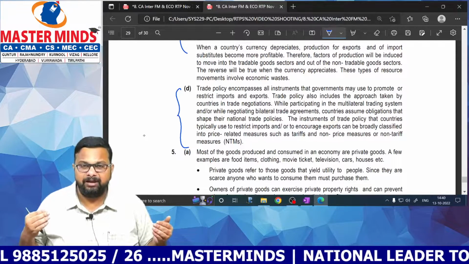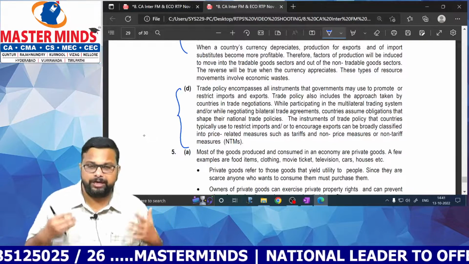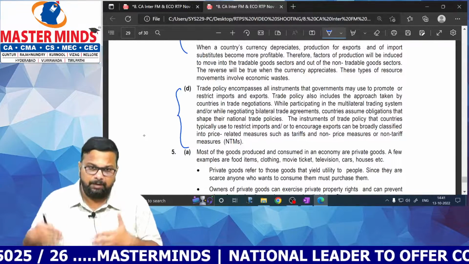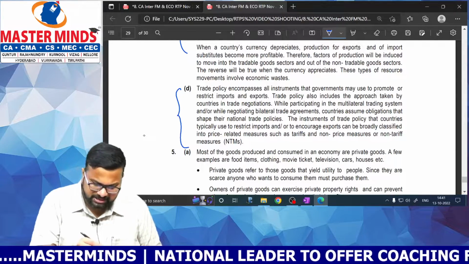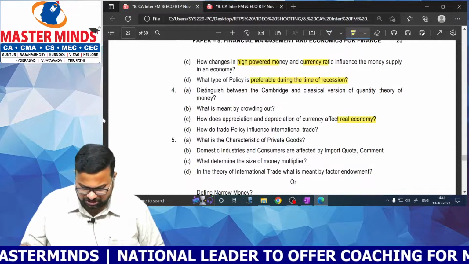So in order to have a common understanding, these two countries have to negotiate. So negotiations depend on the kind of policy these countries adopt. Okay, same thing is there in our material as this question is given.